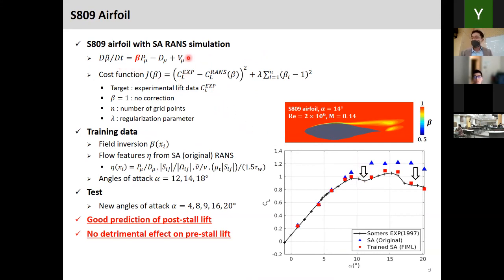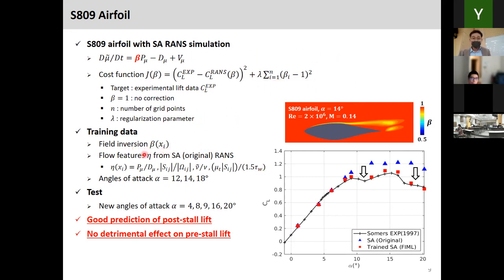And this is the equation that I repeatedly show. This is the SA RANS equation with the beta, the correction term, in front of the production term. And the cost function in this case, since we know that the conventional baseline SA RANS model gives us an over prediction of the lift beyond the stall angle, we would like to get a better prediction of the aerodynamic lift. So we put this lift in the cost function, and this optimization problem could be numerically ill-posed, so we put a regularization in the second term.